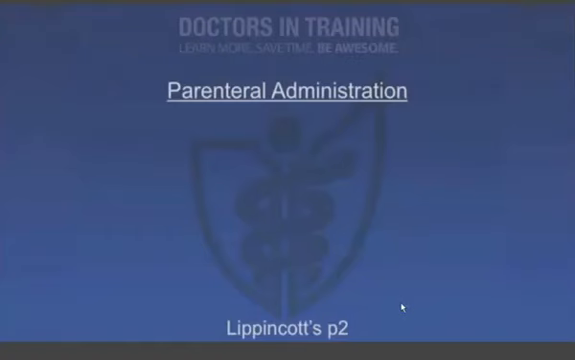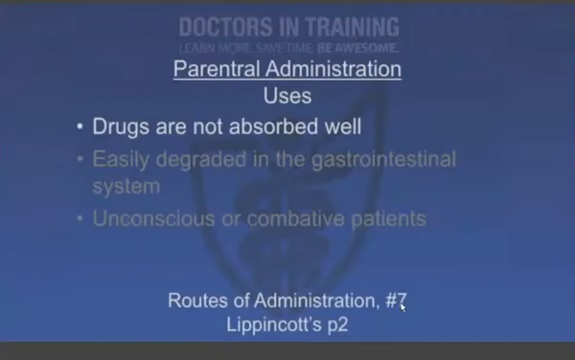We talk about parenteral administration. That's any route other than the GI tract. We often use parenteral routes of administration for drugs that are not absorbed well or drugs that are easily degraded in the gastrointestinal system. For instance, insulin and other protein or polypeptide drugs are going to be broken down in the stomach and the intestine before they can be absorbed. So none of that drug is going to be available. It's going to be degraded.